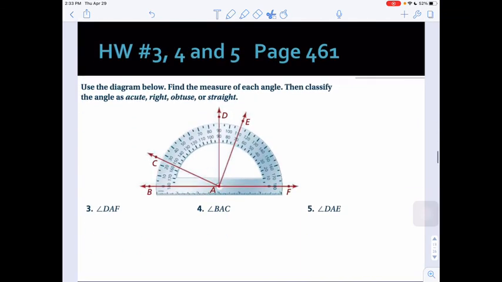And now I would like you to try homework numbers 3, 4, and 5 on page 461. Use the diagram below, find the measure of each angle, then classify the angle as acute, right, obtuse, or straight. For number 3, we have angle DAF. For number 4, we have angle BAC. And for number 5, we have angle DAE.